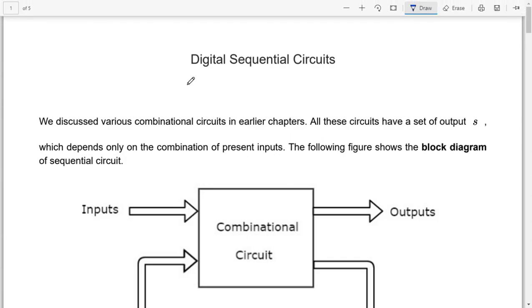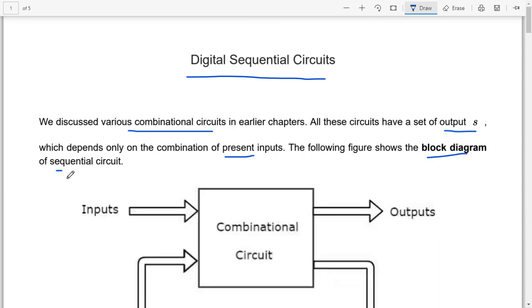Digital sequential circuits. We have discussed various combinational circuits in earlier chapters. All these circuits have a set of outputs, which depend only on the combination of present inputs. The following figure shows the block diagram of sequential circuits.